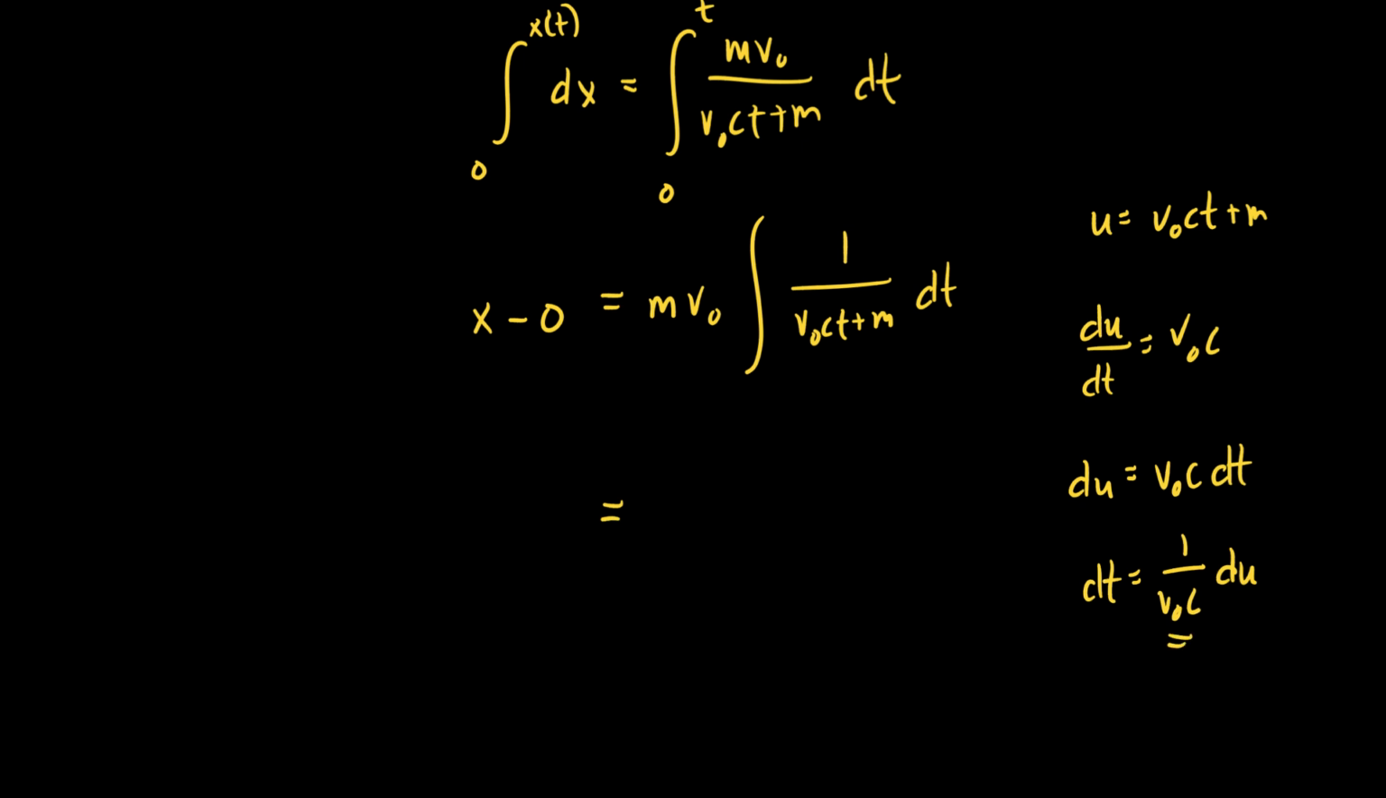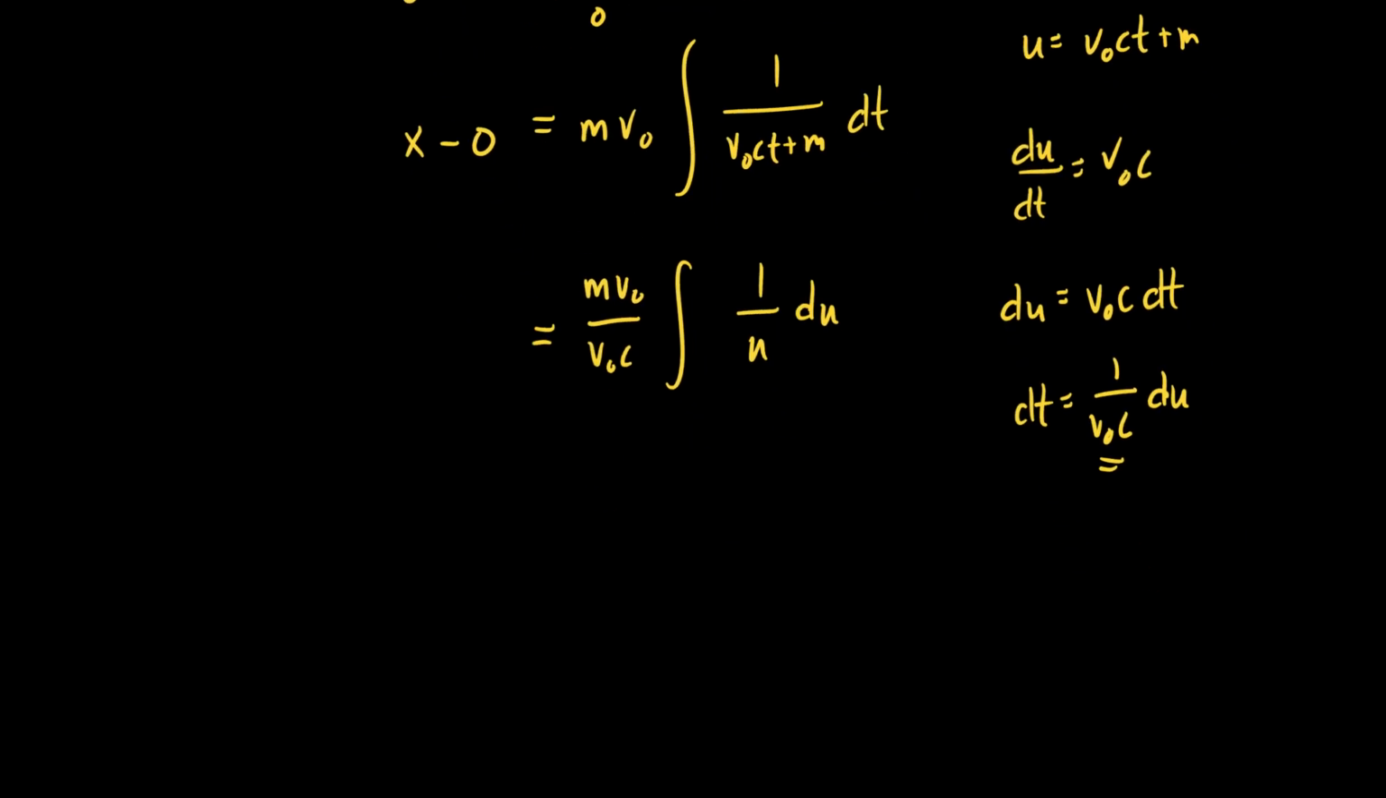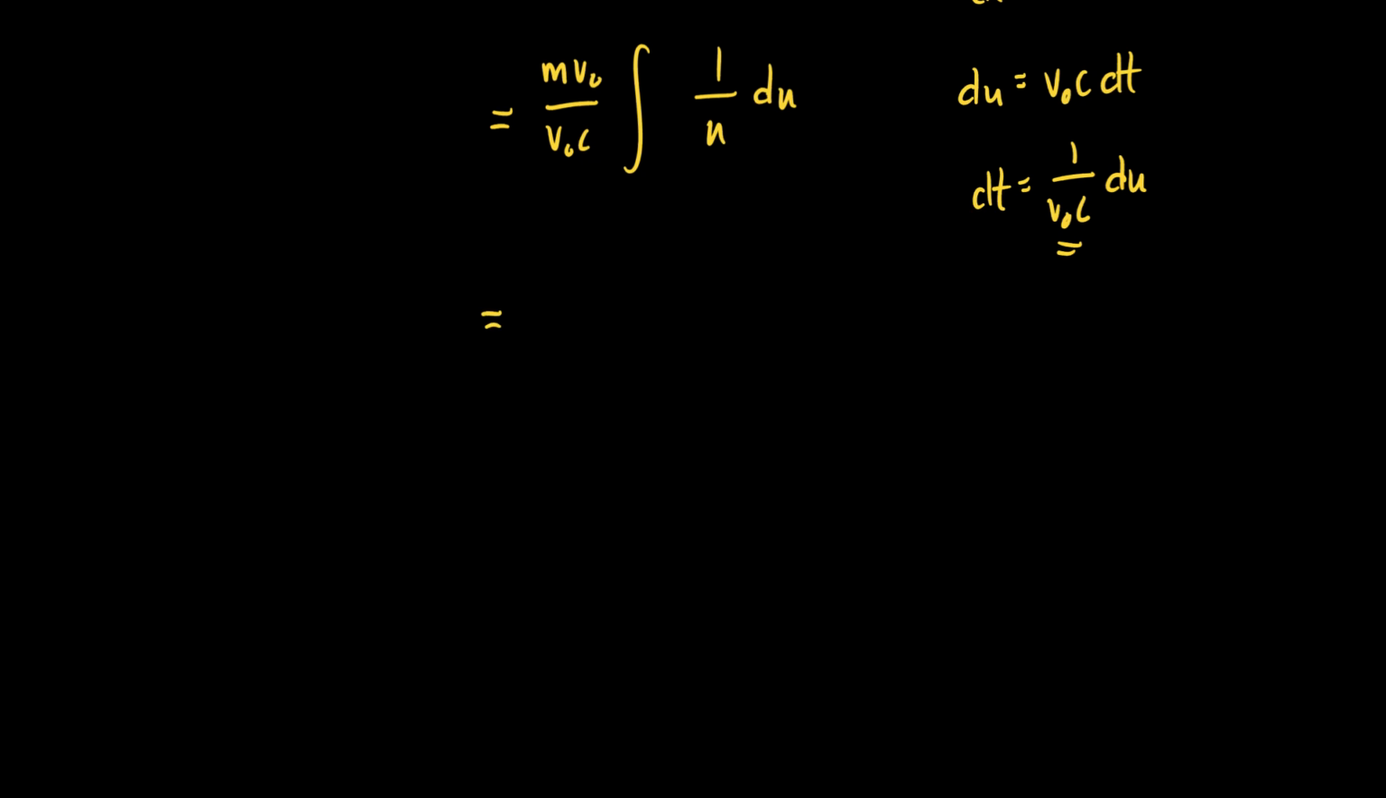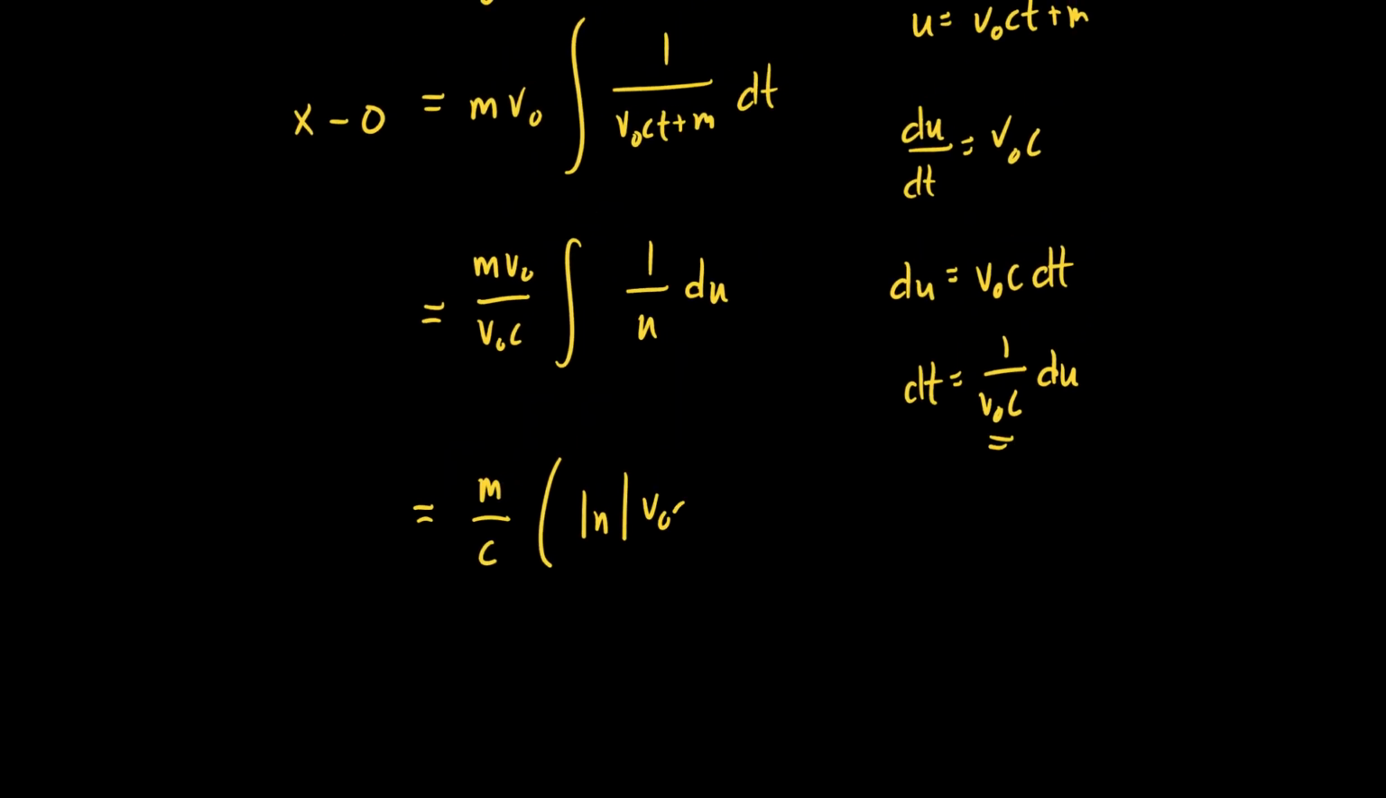This is just going to be a constant. So when I sub it in, to save me space, I'm going to write m v naught over v naught c and the integral of 1 over u du. Everybody okay with that? You guys see what I've done? All right, on to the last couple steps. M over c, and I don't have an integral anymore, but I do know that this will be the natural log. And remember, we know what u is, so we can just sub u right back in here. V naught ct plus m, evaluated from 0 to t.